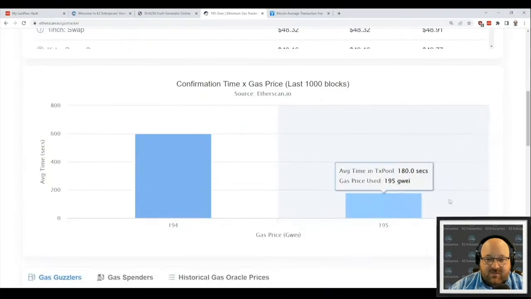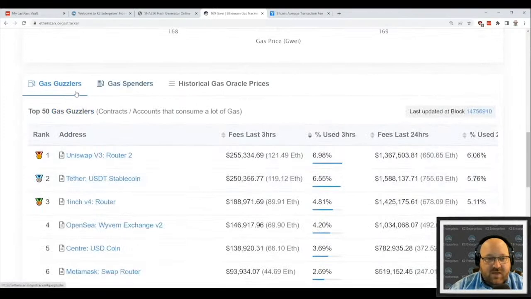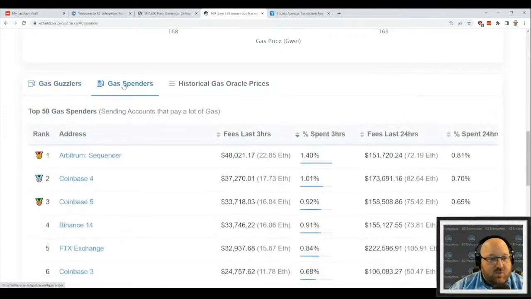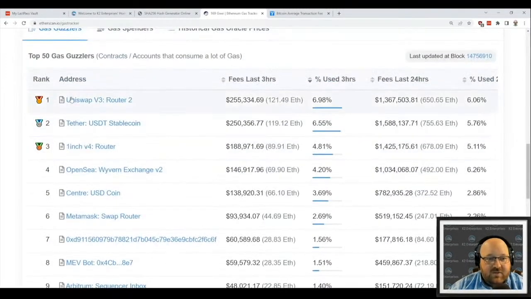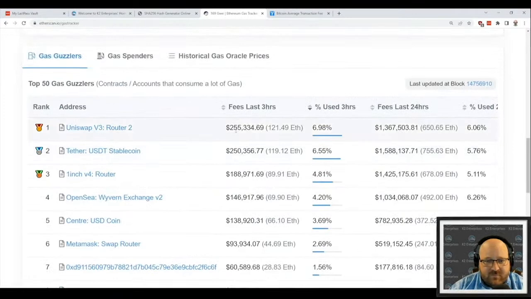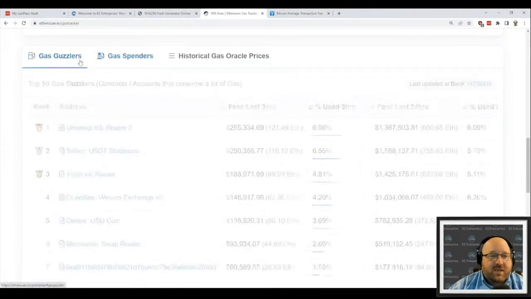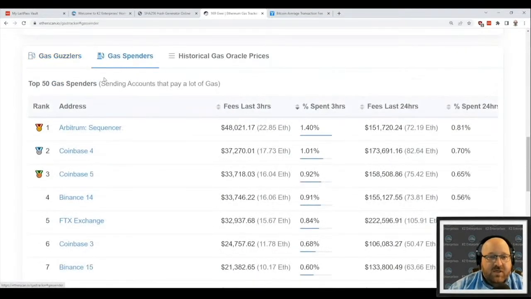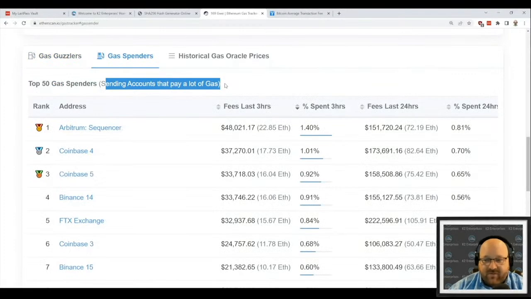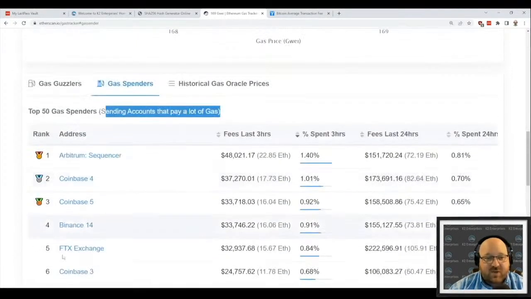And this will give you a sense of what the fee has been over the last couple of periods. We can also see the people who are charging a lot, as well as who are spending a lot, and how much money they have made in fees. So Uniswap, for example, has spent $255,000. Arbitrum here spent, this gives you the accounts that are consuming a lot of gas, and over here are the accounts that are paying a lot of gas. It gives you a sense of how much money people are making actually processing these transactions.